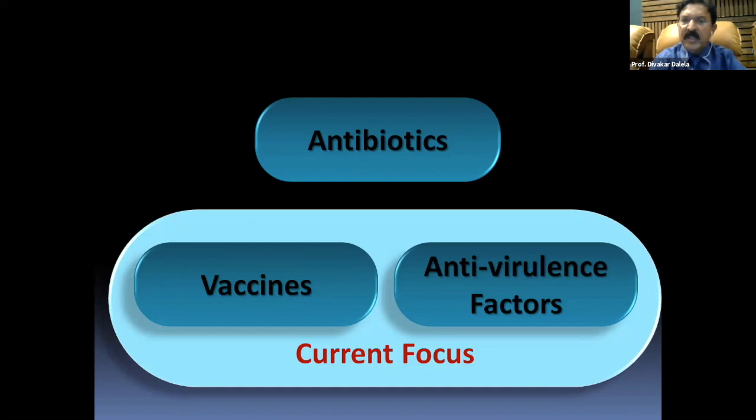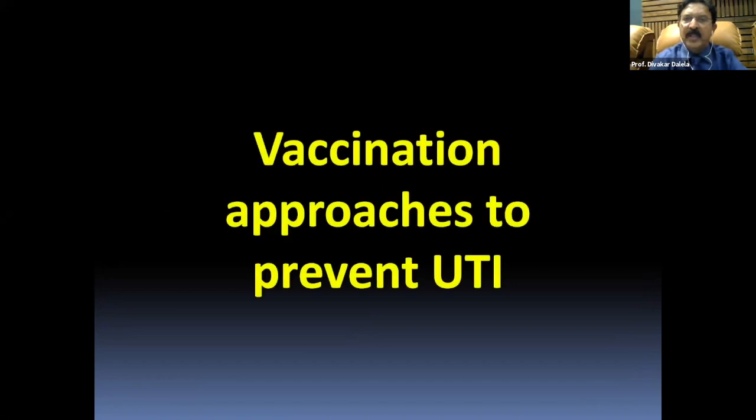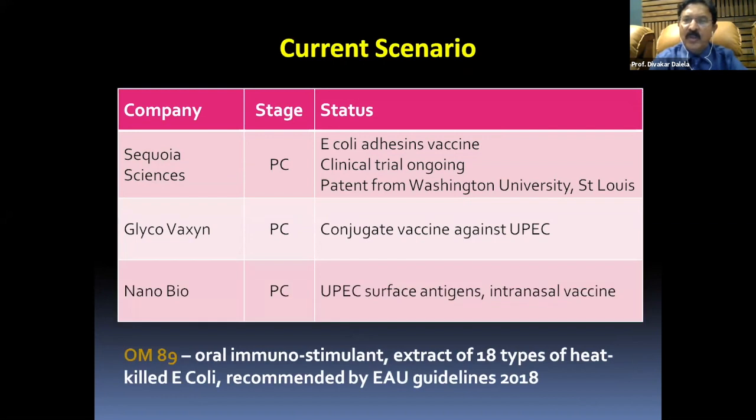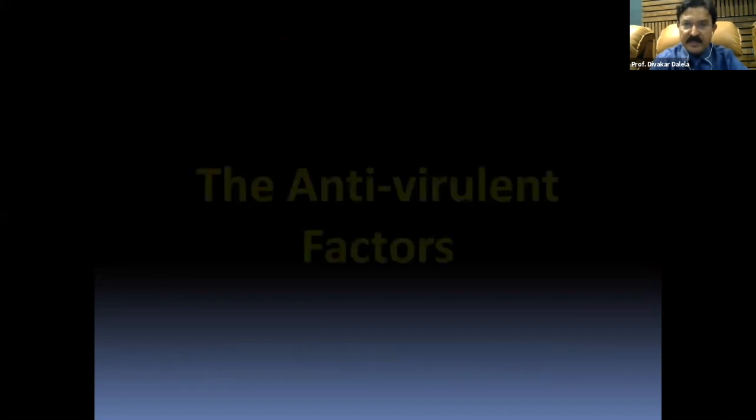Antibiotics anybody can use, but I want to share with you some thoughts on the future coming up for you: the vaccination approach to prevent urinary infection. There are a large number of vaccine trials going on across the globe these days. Some of them have shown promise, and I must share with you that there's something called OM89, which is an oral immunostimulant. It is an extract of 18 types of heat-killed E. coli which are given to an individual who has had recurrence of infection, and if it is given, the episodes of recurrence can be reduced. This has come into our urology guidelines.